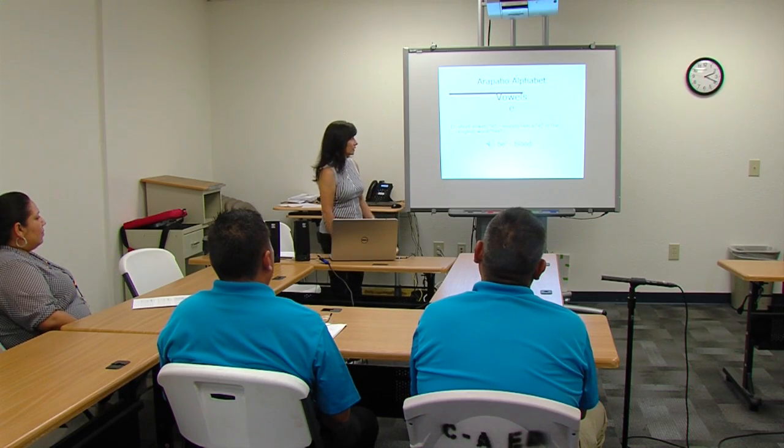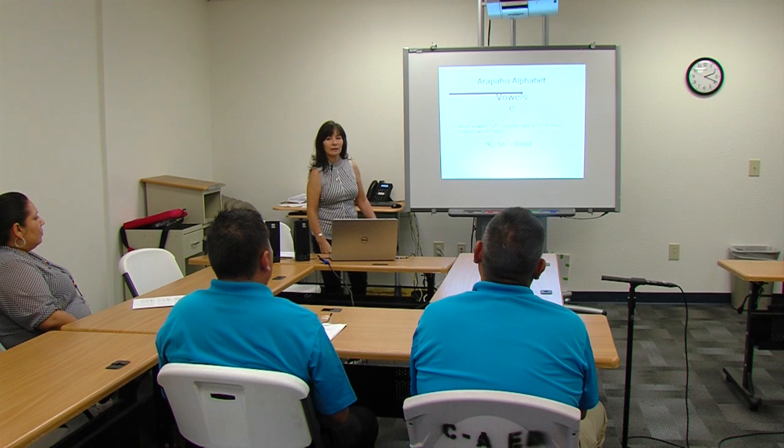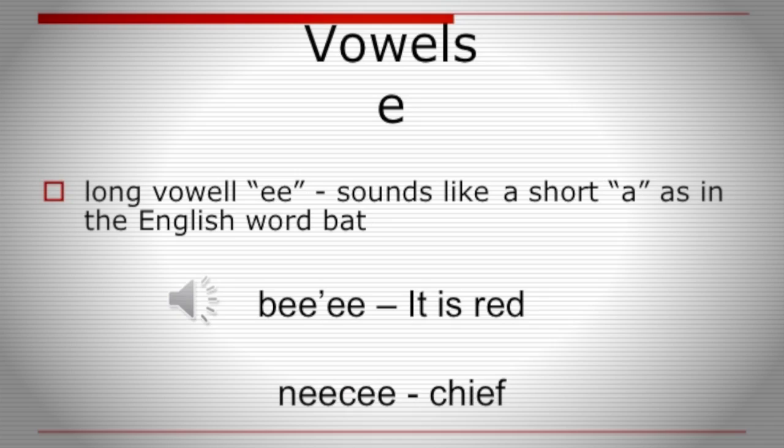Just like the short E in the English word bet, okay, bet. When you see two E's together, it has the short A sound as in the English word bat, okay? So you go ah. Two E's together, ah.